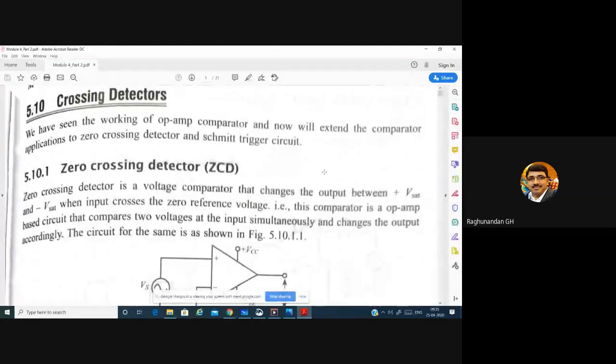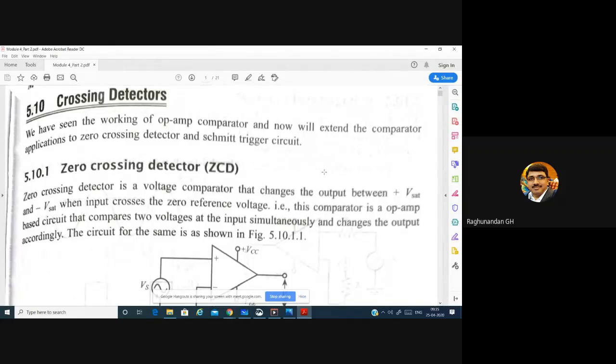The topic is the crossing detectors. So basically, these crossing detectors are kind of comparators only. The extended version of these comparators is zero crossing detectors and Schmitt trigger circuits.